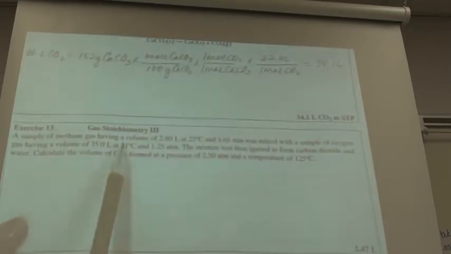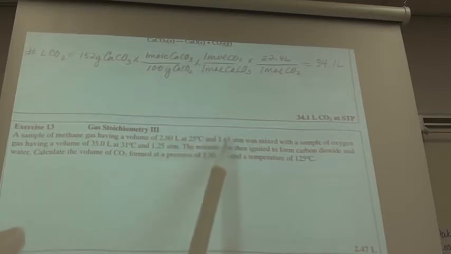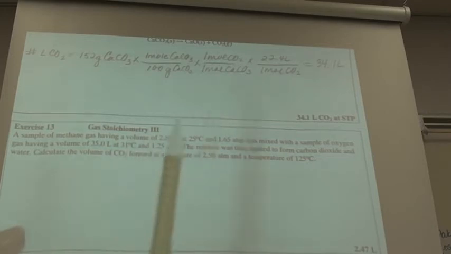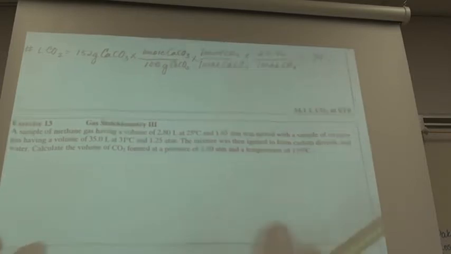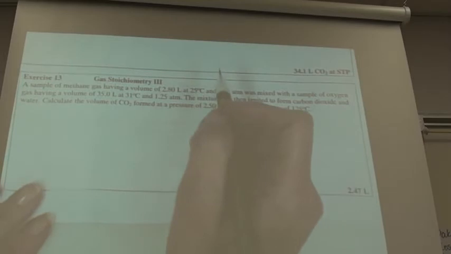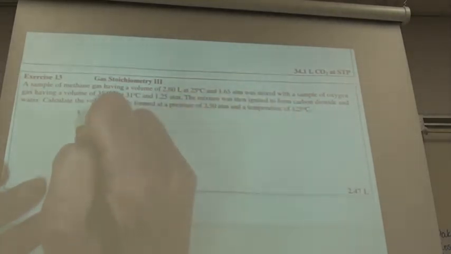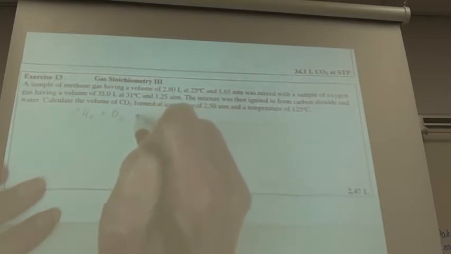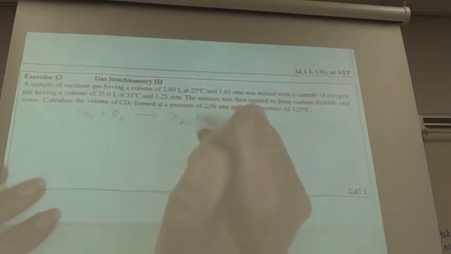A sample of methane gas having a volume of 2.8 liters at 25 degrees C and 1.65 atm was mixed with a sample of oxygen gas having a volume of 35.0 liters at 31 degrees C and 1.25 atm. The mixture was then ignited to form carbon dioxide and water. Calculate the volume of CO2 formed at a pressure of 2.50 atm and a temperature of 125 degrees. Huh. What should we do first? Write out the equation. Balanced equation. I'll spot you the methane is CH4. Now what? CH4 plus O2 always yields CO2 and water. And a little balancing is in order.